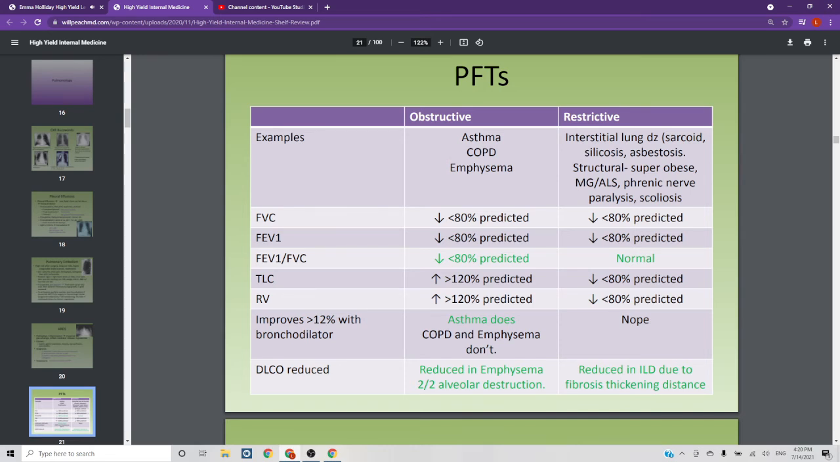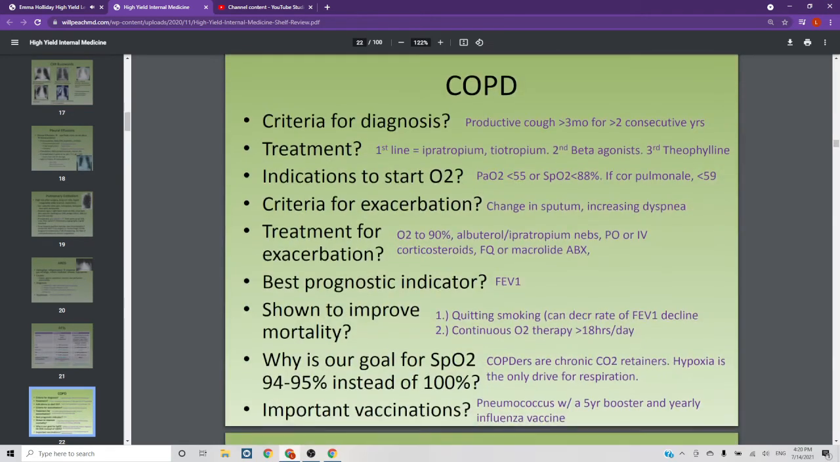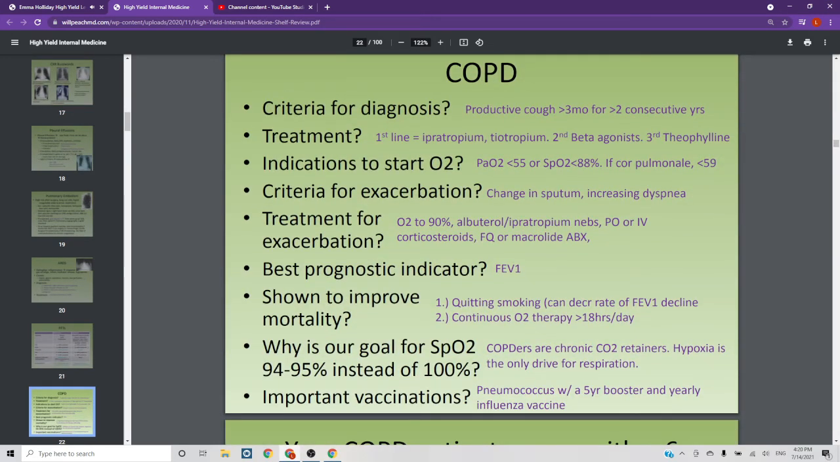Okay, so know your COPD. How do we diagnose COPD? What are we asking them about? Someone just coughed. We ask them about their coughing, right? Their sputum. So if they have a productive cough for longer than 3 months and over 2 consecutive years, that's COPD. The exacerbation criteria I'll get to in a minute.